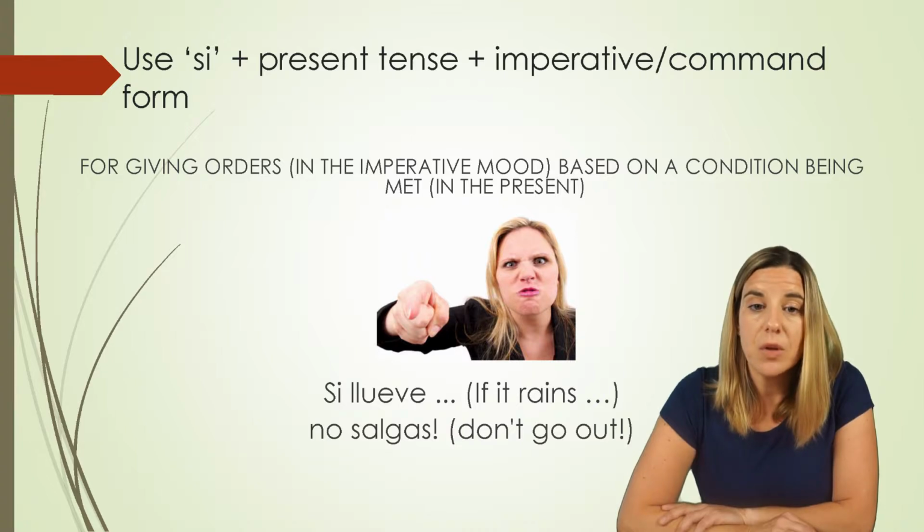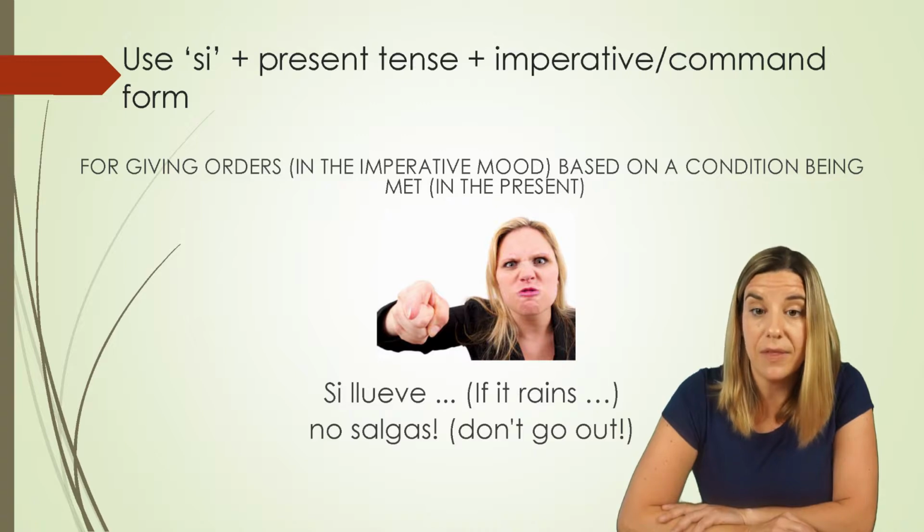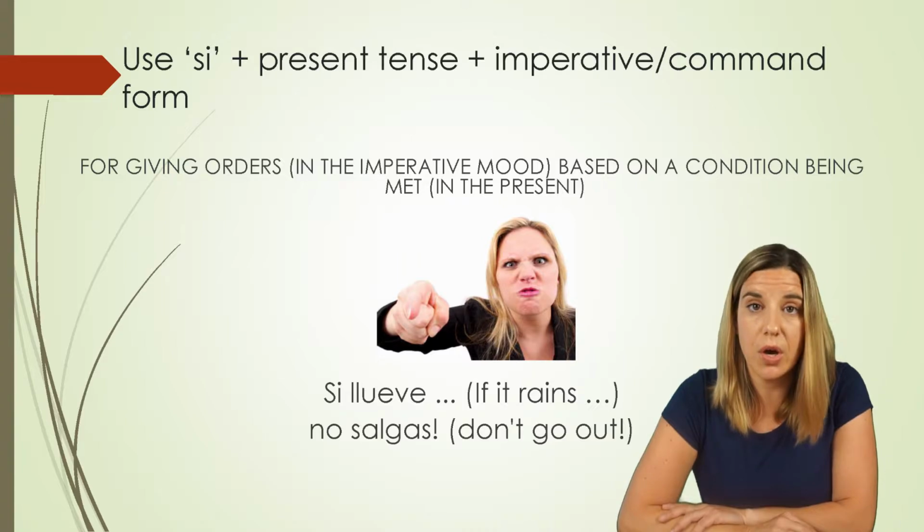Use si with the present tense and then an imperative or command when giving orders and it's being based on the condition being met, again in the present. So, si llueve, no salgas. So if it rains, and then into the command form, no salgas, don't go out.